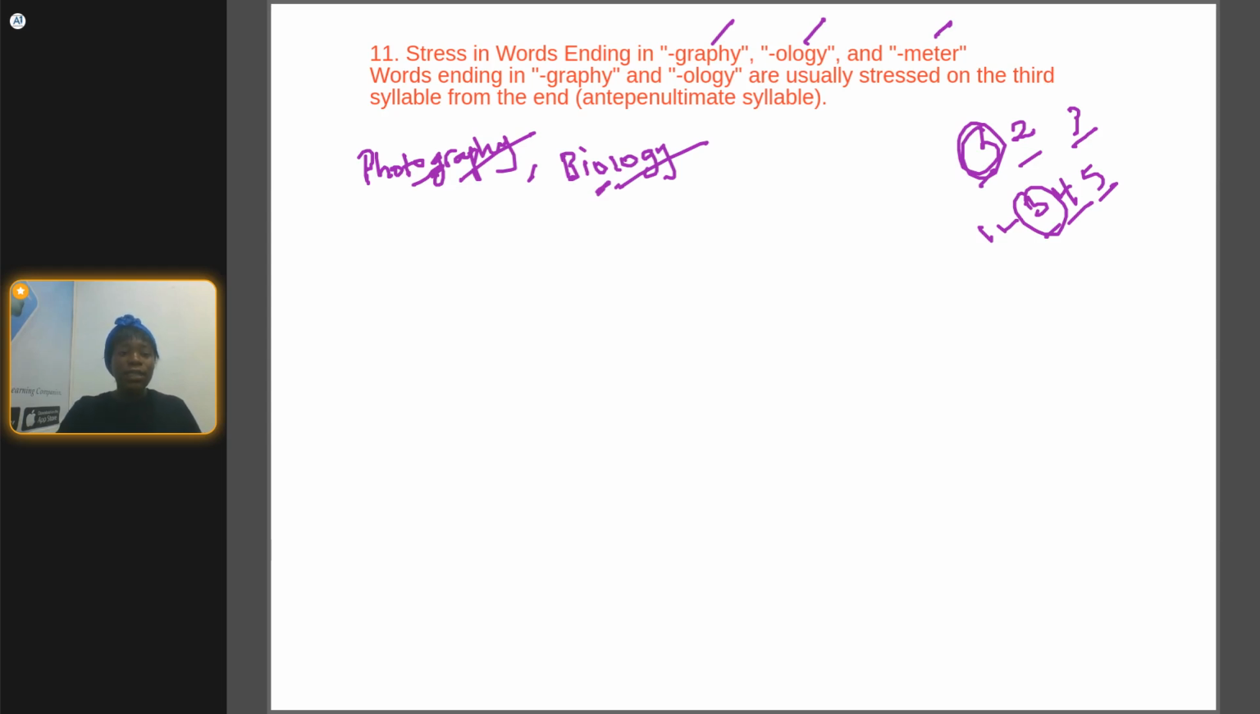Then we looked at words ending with the suffix graphy, ology, and meter. Just know that the stress is on the third syllable from the end. So you start counting from the end, 1, 2, 3. The third syllable from the end is usually the stressed syllable. So we have looked at 11 rules for word stress today.